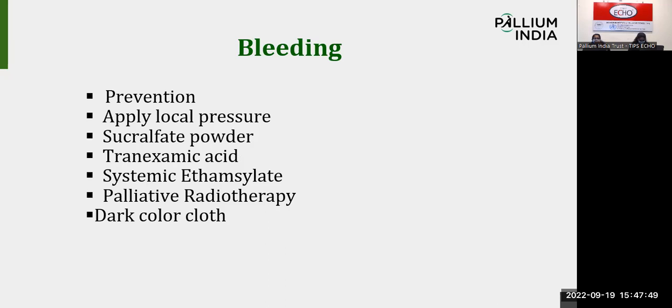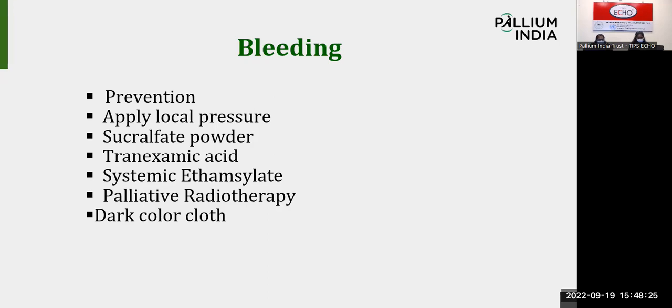Coming to the bleeding management, always try to prevent it, because improper dressing techniques can cause bleeding, because dressings are adherent to the wound. If you try to remove them from the wound without soaking, bleeding might develop. So try to soak the wound well and remove the old dressings. That way we can prevent bleeding. If there is bleeding, apply local pressure. We all know how to do it. You can apply local pressure on that area.